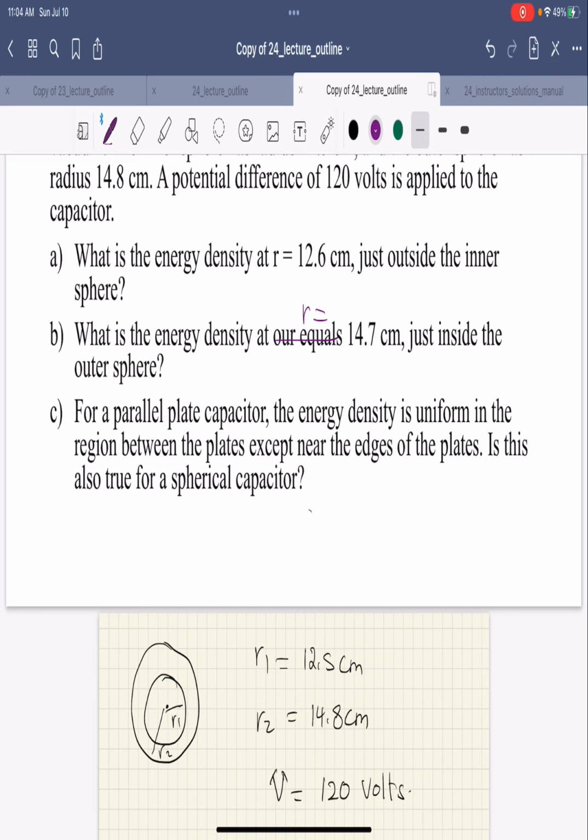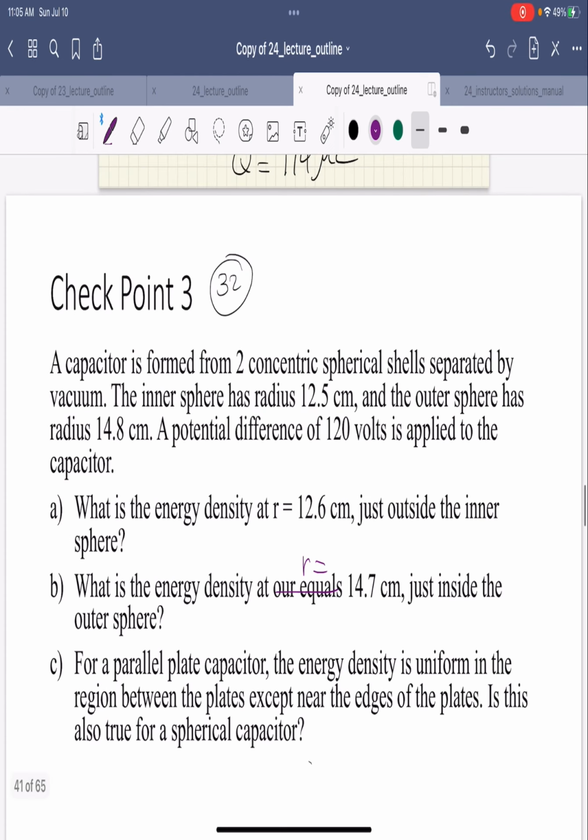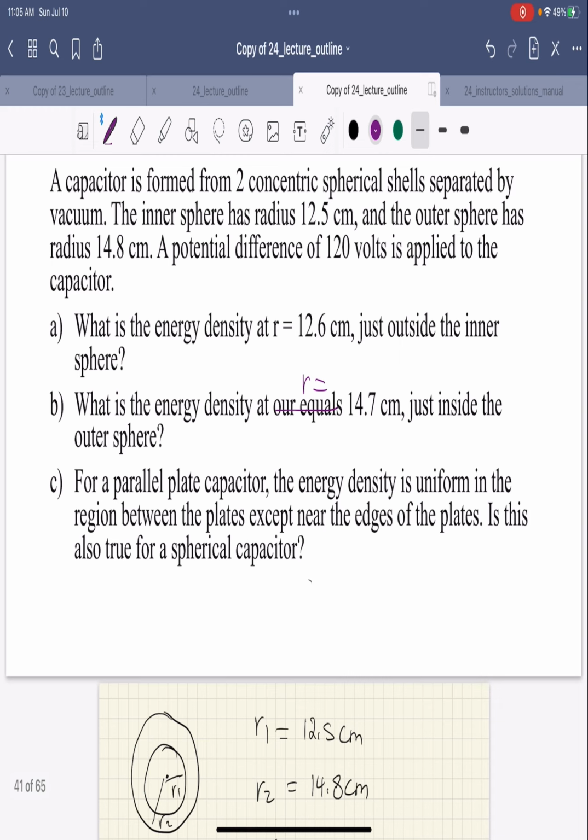For a parallel plate capacitor, the energy density is uniform in the region between the plates except near the edges of the plates. This is not true for a spherical capacitor. All right, now I will go over the solution, but as I told you, I have added more than one derivation here because I want to show you where I brought these equations from, because they are maybe not among the listed ones, just showing you how that was done before.